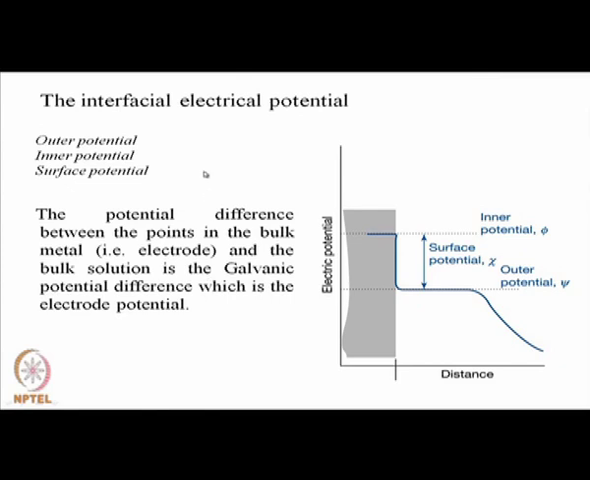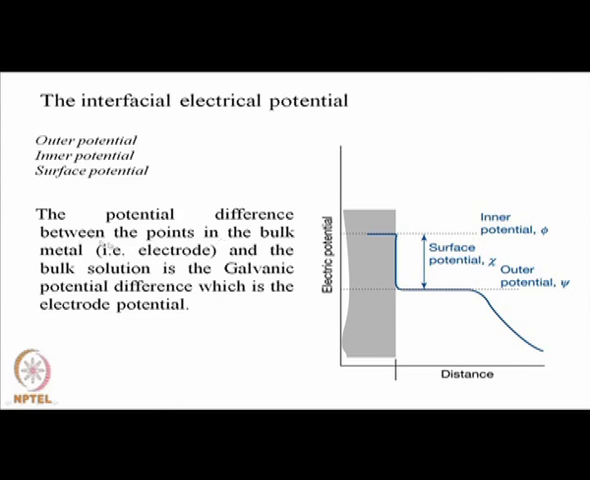Now, the interfacial electrical potential, let us think of that. What is an interfacial electrical potential? It has got three parts. You have to think of three things: the outer potential, the inner potential, and the surface potential. So, this is your electrode, this is your inner potential phi, this is your outer potential, then it of course decreases. The electrode outer potential is this, it remains flat for some distance and then it reduces. So, this difference is your surface potential.